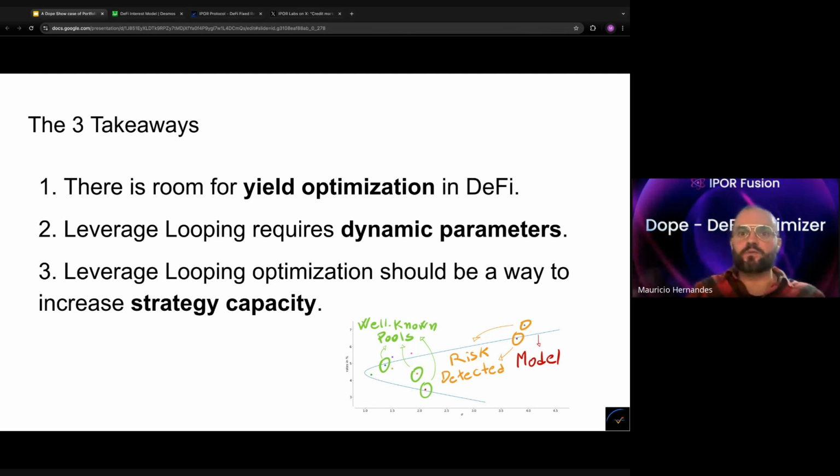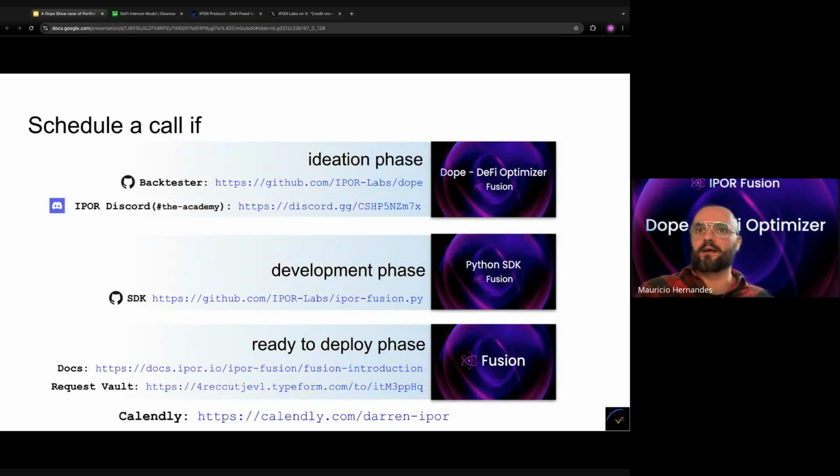So you can also coach dope and then play with a dashboard. Maybe have some looping strategy you want to check. Very quickly, you can just get your looping there. And then finally, I think very interesting, the leverage looping optimization could be a really interesting way to increase the capacity, not only the returns, but also the capacity of these strategies. And that's basically it. Thanks a bunch.